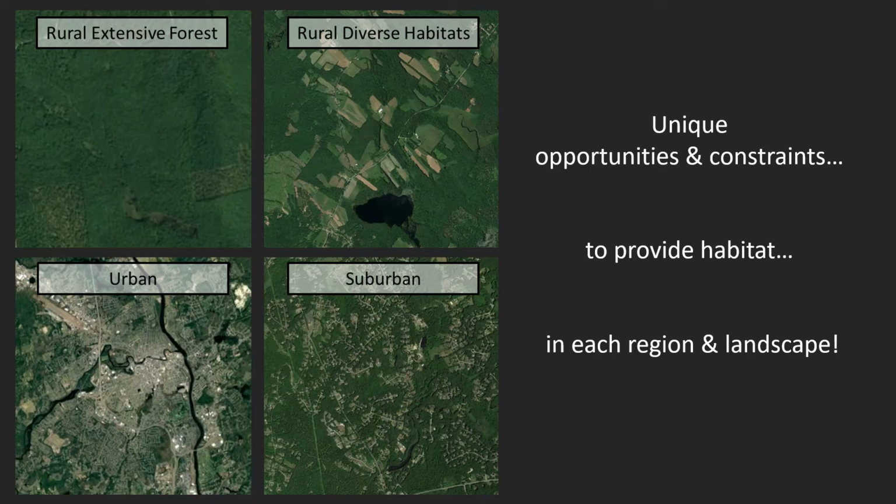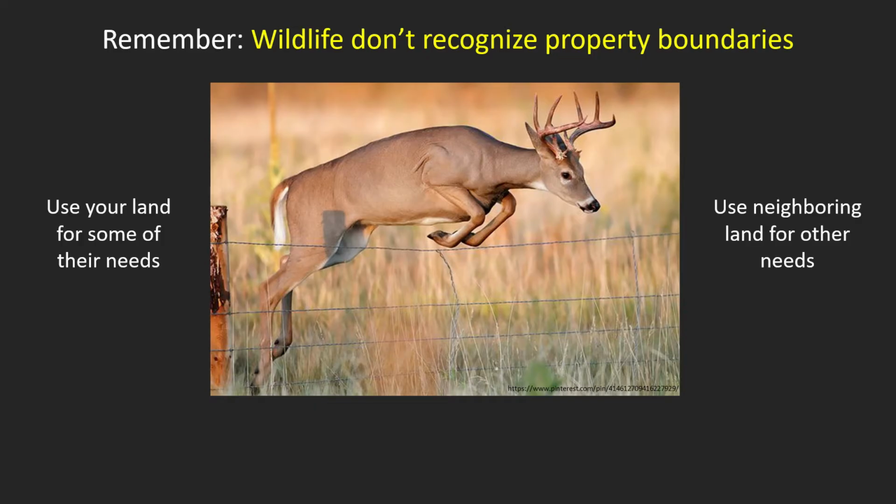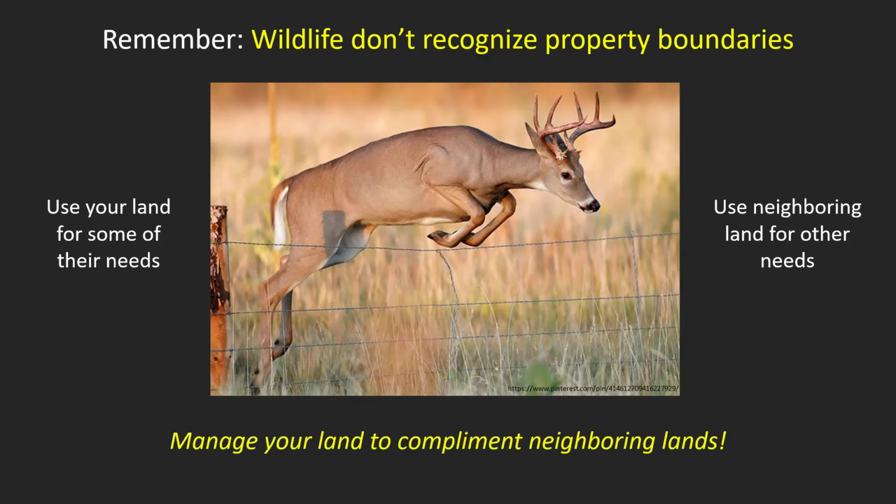And this is where working with natural resource professionals can help get you started in the right direction. Also, always remember that wildlife don't recognize property boundaries. Most wildlife require multiple habitat types, so unless you own many hundreds of acres, most species will use your land to meet some of their needs and neighboring lands to meet their other needs. Regardless of your property size, always try to manage your land in a way that complements the habitats on neighboring lands. For example, if your property is surrounded by a large apple orchard, it probably doesn't make sense for you to plant a lone apple tree on your property.